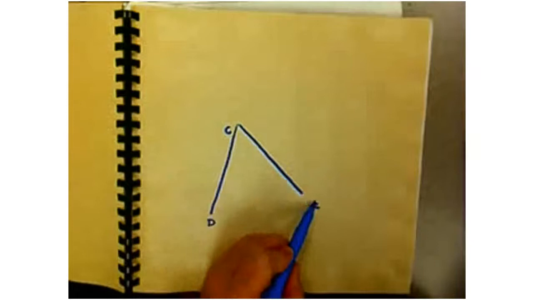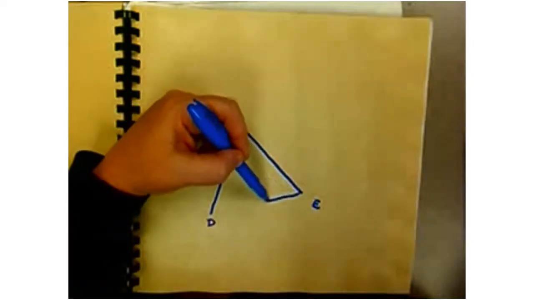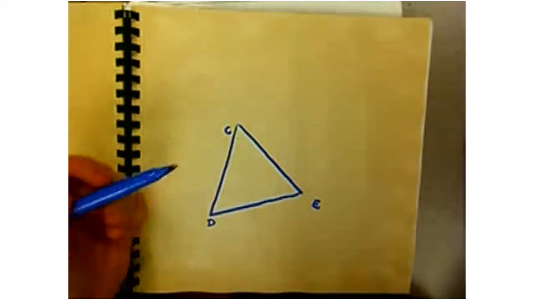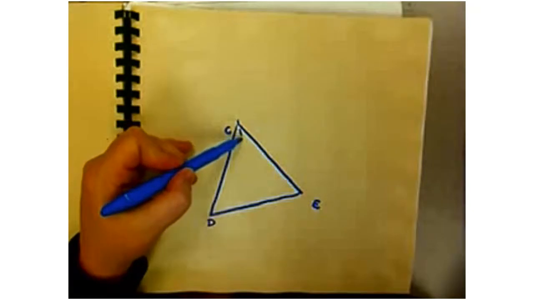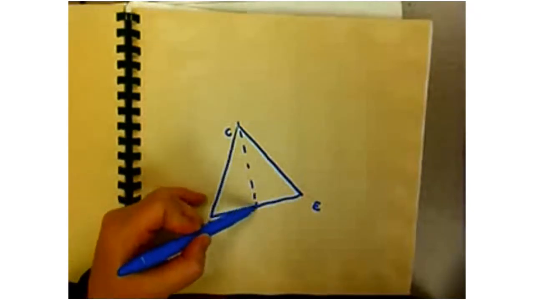It has the top vertex at C, the bottom left vertex is D, and the bottom right vertex is E. It's rotated slightly from its base. And there is a heavy dotted line with arrowheads extending through the triangle.